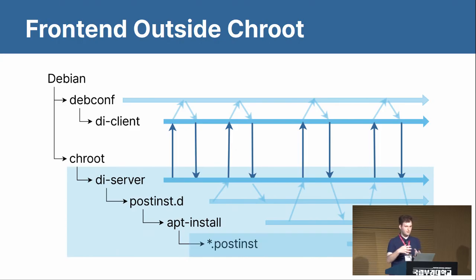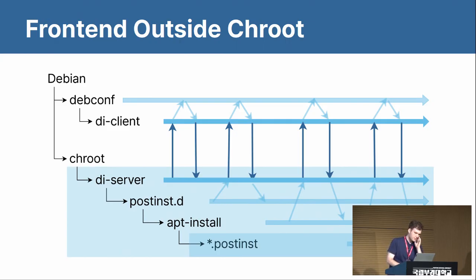If we want to migrate to something else, then we could incrementally rewrite things to not depend on DebConf. We could insert some third program in between that slowly tries to replace the chroot environment with an independent rewrite, and things like that.